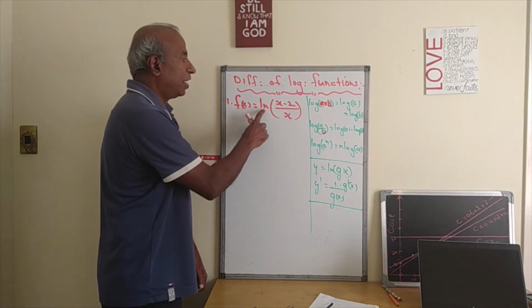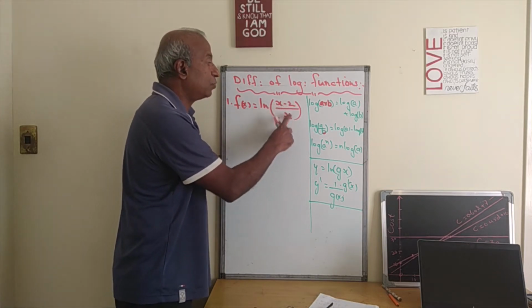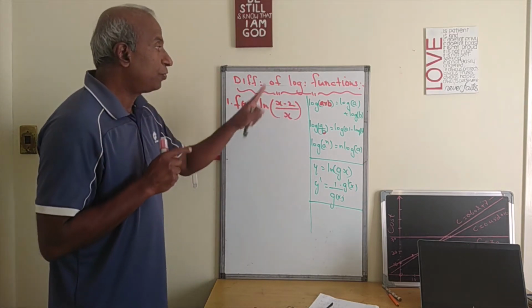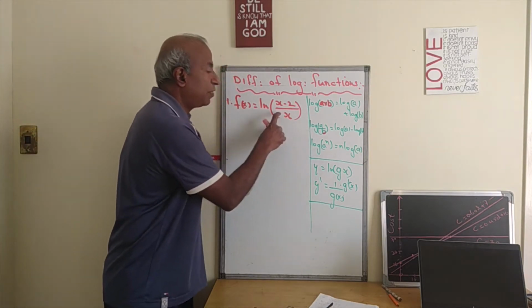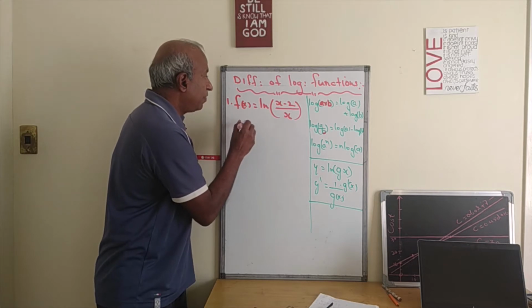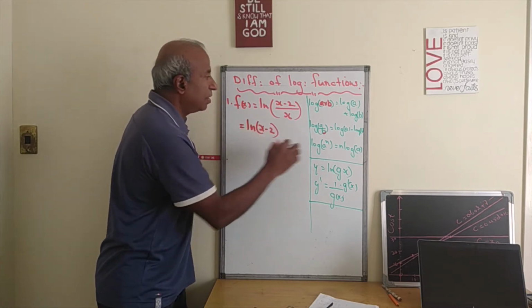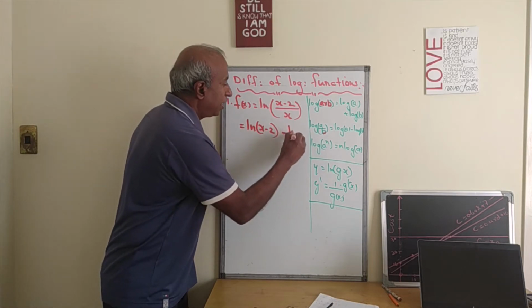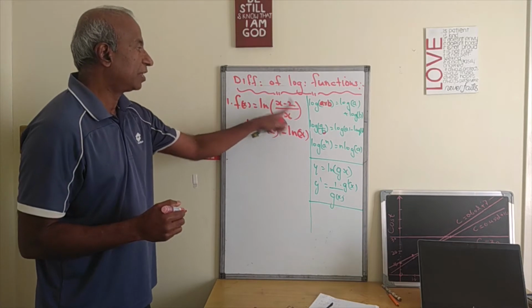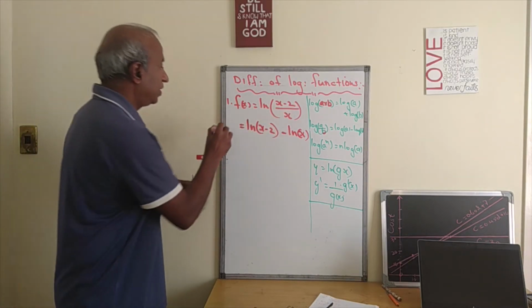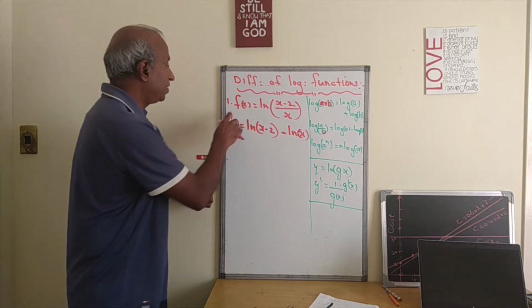f of x is equal to ln of (x minus 2) divided by x. We know ln is the natural logarithm. Before you differentiate this one, we are going to use property number 2 and rearrange it. We have ln of (x minus 2) take away ln of x. We use property number 2, we basically rearrange that one. So this is our f of x.